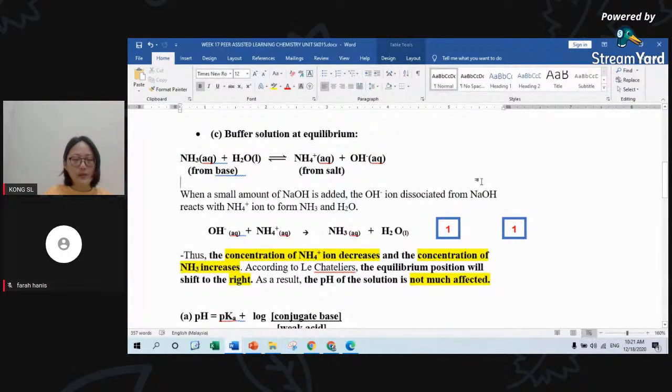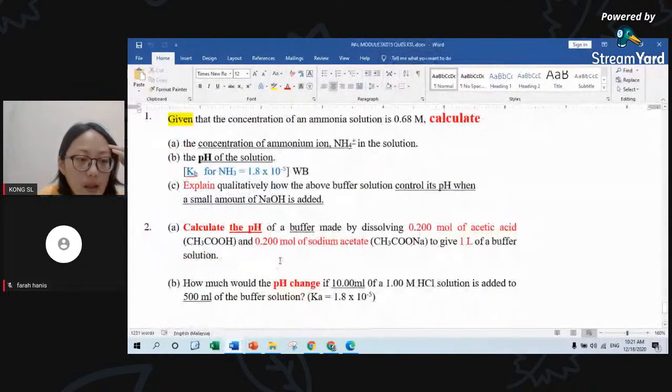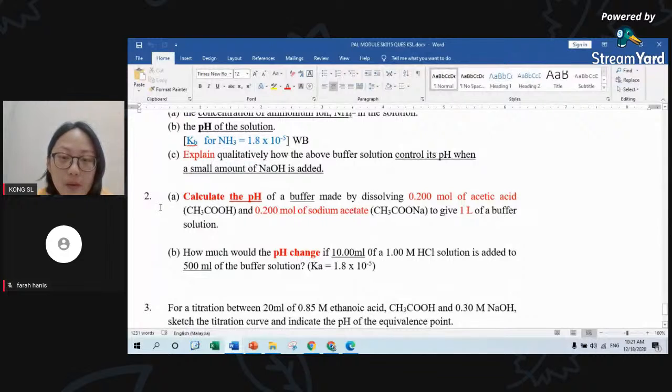Okay, now we proceed to the next. After the explanation for buffer solution, we go for the calculation part. For the calculation part, we need to use the Henderson-Hasselbalch equation. Calculate the pH of a buffer solution made by dissolving 0.2 mole of acetic acid. Mole is given for the acid, and mole for the conjugate base or the salt is given, and then this is the volume. When number of mole and volume are given, we need to find the concentration.